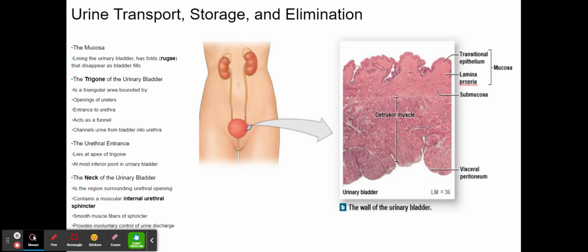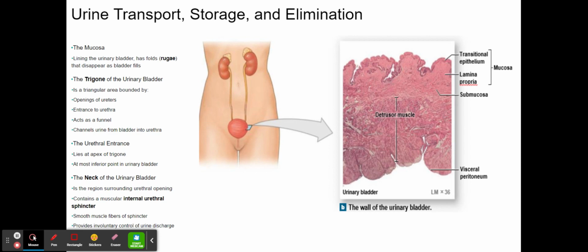In sectional view, the mucosa lining the urinary bladder is usually thrown into folds, or rugae, that disappear as the bladder fills. The triangular area, bounded by the openings of the ureters and the entrance to the urethra, makes up a region called the trigone of the urinary bladder. There, the mucosa is smooth and very thick. The trigone acts as a funnel that channels urine into the urethra when the urinary bladder contracts.